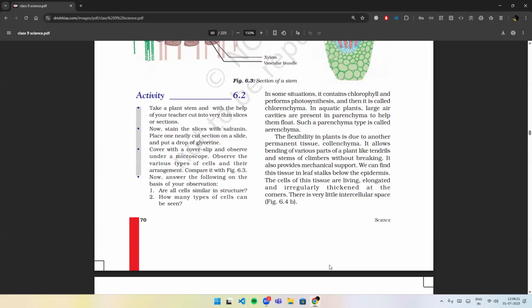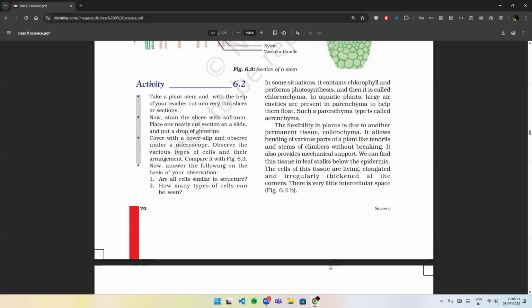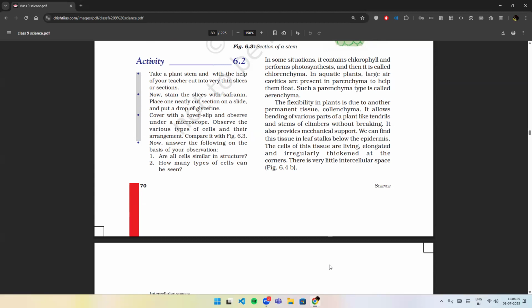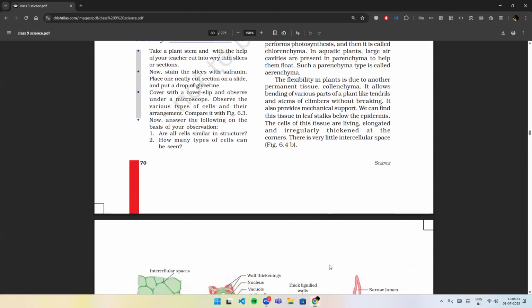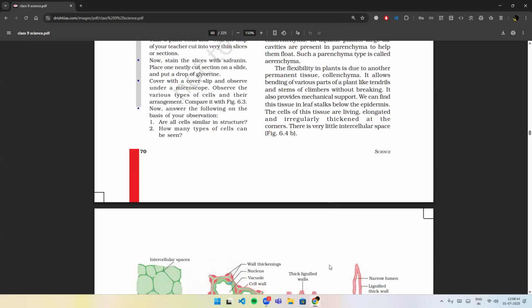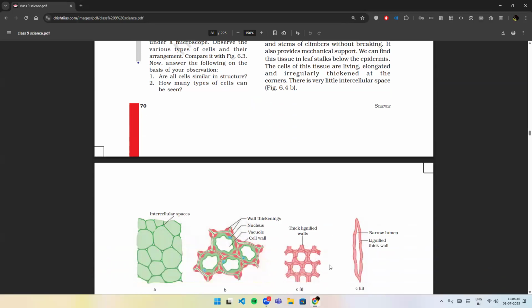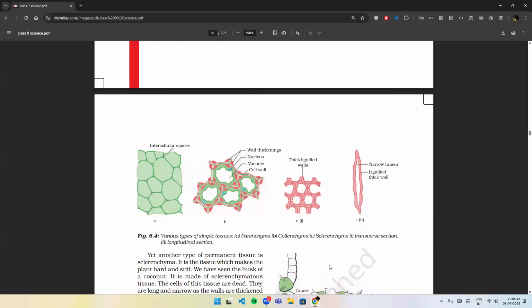The flexibility in plants is due to another permanent tissue, collenchyma. It allows bending of various parts of a plant like tendrils and stems of climbers without breaking. It also provides mechanical support. We can find this tissue in leaf stalks below the epidermis. The cells of this tissue are living, elongated, and irregularly thickened at the corners. There is very little intercellular space.